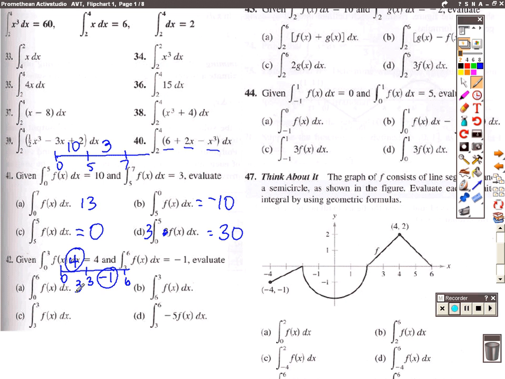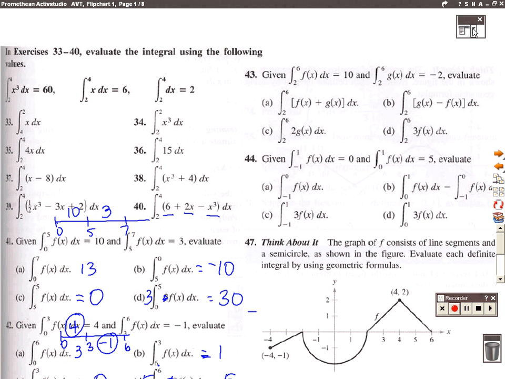Letter B, going from 6 to 3, if we change the direction of the bounds, in other words, if we go from 6 to 3, we change the sign of the area, and instead of getting negative 1, we get positive 1. Letter C, from 3 to 3, the area would be 0. In letter D, we're going to pull the negative 5 out front. The area from 3 to 6 of f of x is negative 1, and negative 1 times negative 5 is positive 5. Hopefully you're not finding these problems to be too difficult.